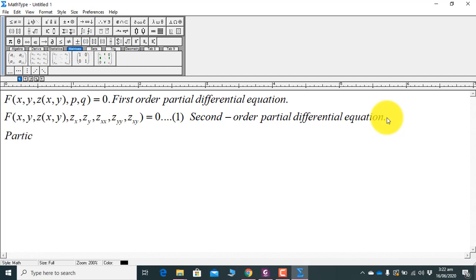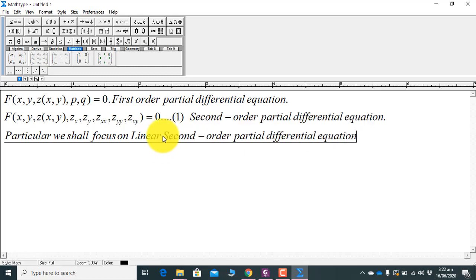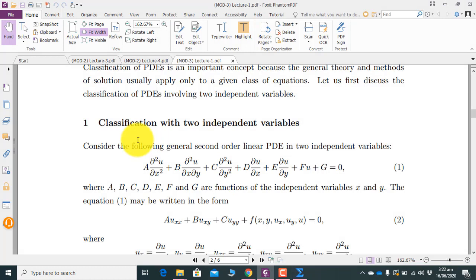So particularly we shall focus on linear second order partial differential equations. I have written in the lecture slides: consider the following general second order partial differential equation in two independent variables. So this is the most general form of a second order partial differential equation, but remember that this is linear.